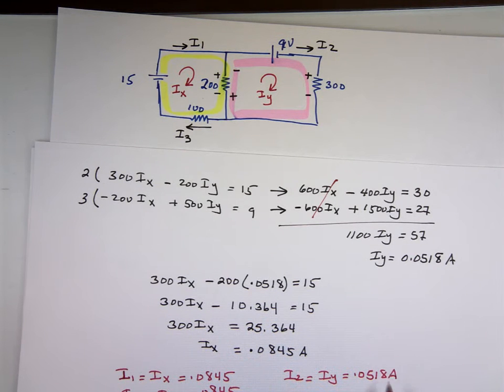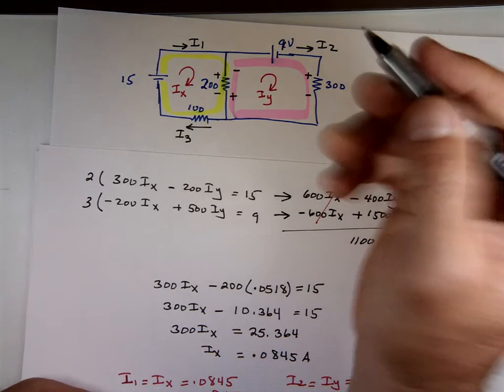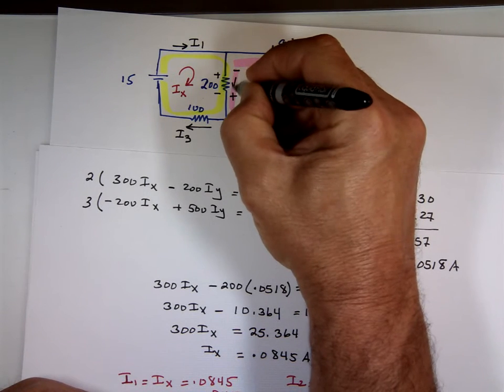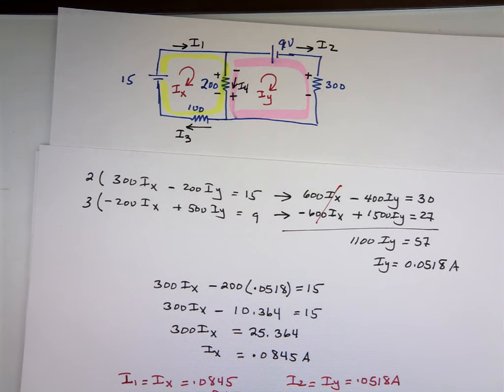And they didn't ask for the current. Oh, they did ask for it. They're saying, what's the current coming down here? We'll call this I sub 4. Now if you look at it, they define it as coming down. So it's I sub x, that's the one coming down, take away from it I sub y. If they made it going up, it would be I sub y minus I sub x. I know what I sub x and I sub y are, so subtract them.